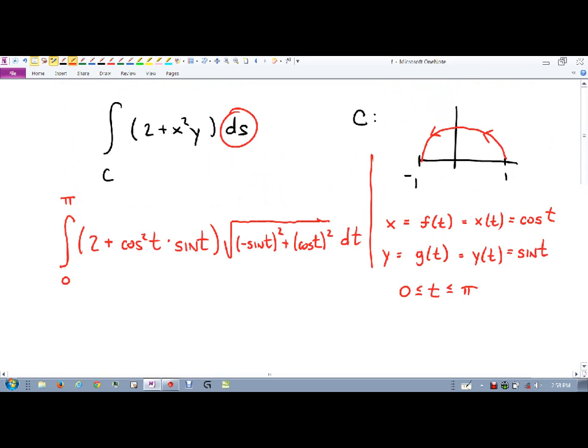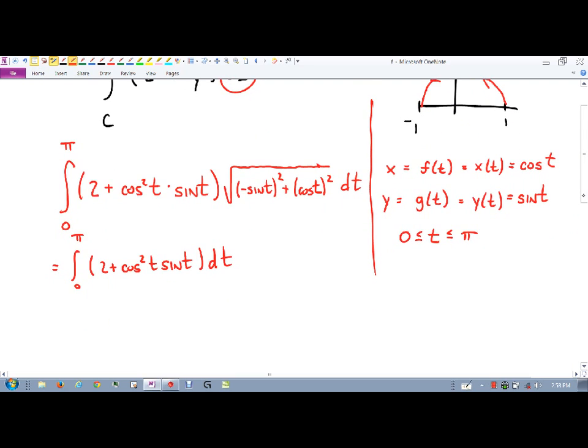Yes? That's real nice because that all just turns into a 1, doesn't it? So you're now at the integral from 0 to pi of 2 plus cosine squared t, times sine t, dt. And that, I think you would agree, is a pretty straightforward integral. That's just a Calc 2 integral right there. So I will let you have the rest of that.